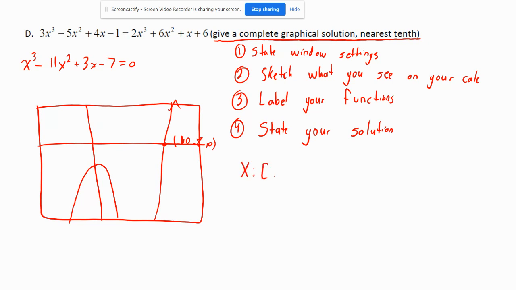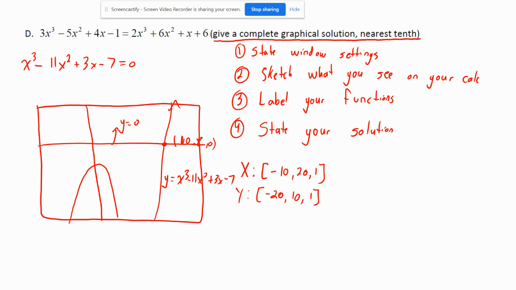So the work we need to show here is our window settings. The ones I used are x from negative 10 to 20, scale of 1, and for y, negative 20 to 10, scale of 1. So there's my window settings here. We've sketched what we see. We need to label your functions. So we're graphing y equals 0 for this guy here, and the second one is y equals x cubed minus 11x squared plus 3x minus 7. Okay, we've labeled our functions.